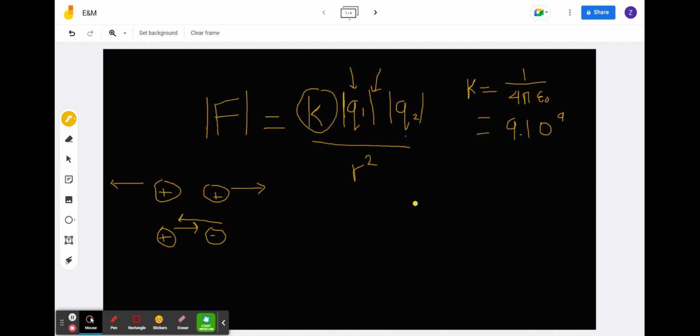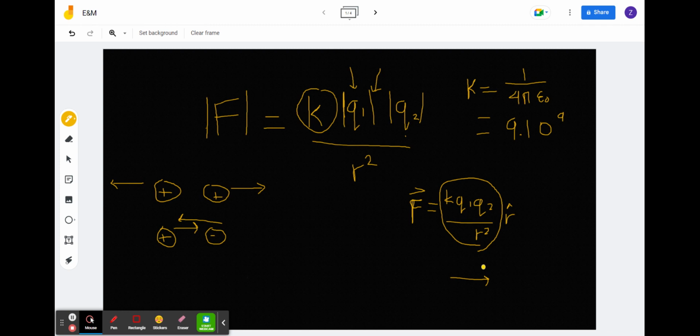Now, in case you're also wondering, the vector form of the Coulomb equation is denoted as k q1 q2 by r squared times the unit vector r. Those of you familiar with vectors should be able to understand what this means, but essentially in the direction of r, you multiply that by k q1 q2 by r squared, and that'll be the force vector.